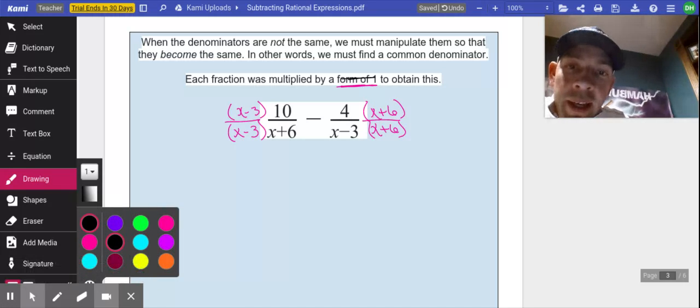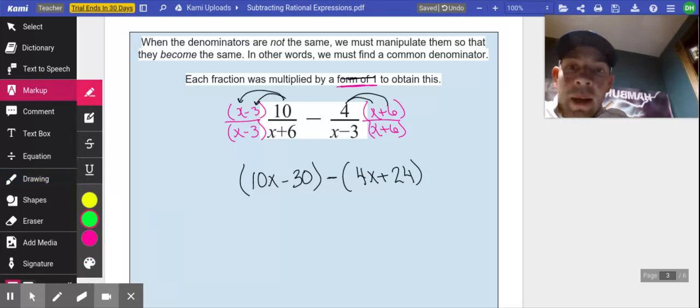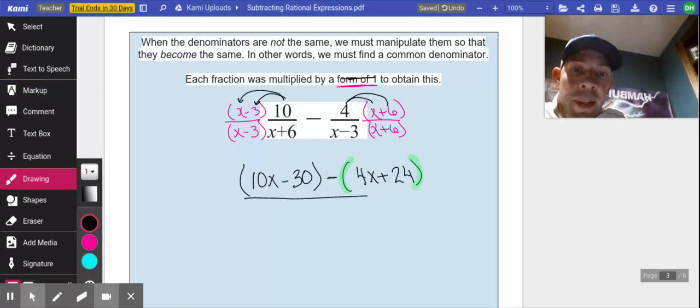Again, we don't have to be as careful with the first fraction. Let's distribute the 10, and that's going to make 10x minus 30. I'll put parentheses there just for fun, though not as important. Then let's carry down that minus sign and start distributing the 4. And this is the parenthesis that's really, really important, ladies and gentlemen. Really important to get this parenthesis here, and this parenthesis here. And then we're going to put that over our common denominator, which is the product of x minus 3 and x plus 6.